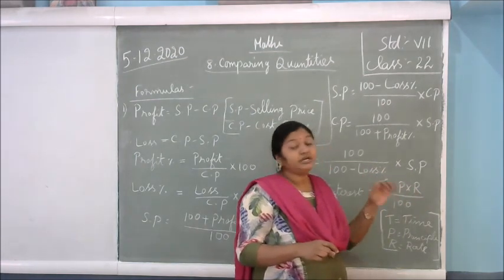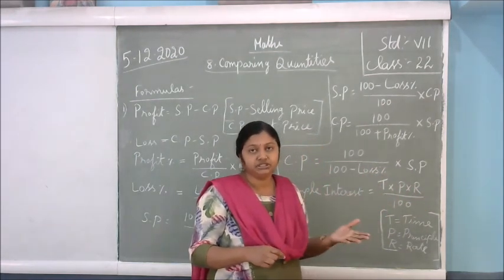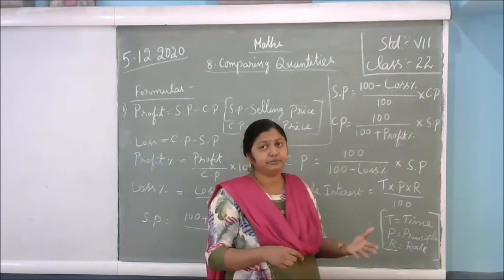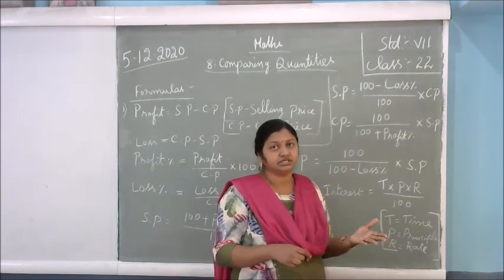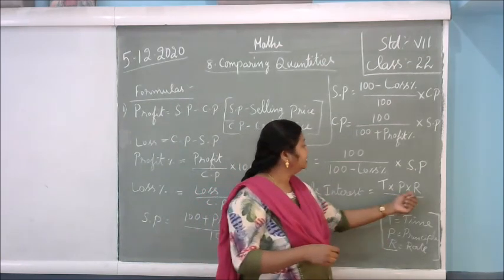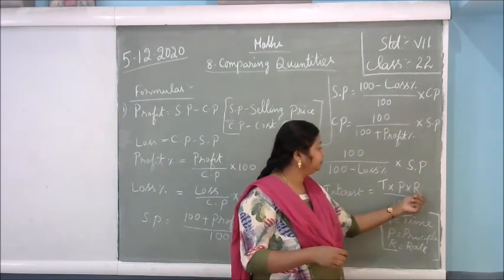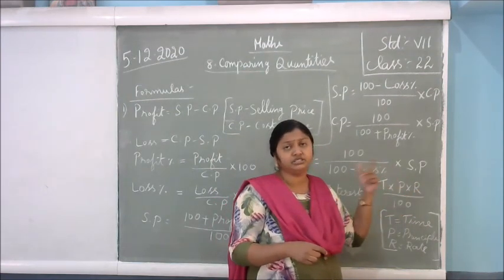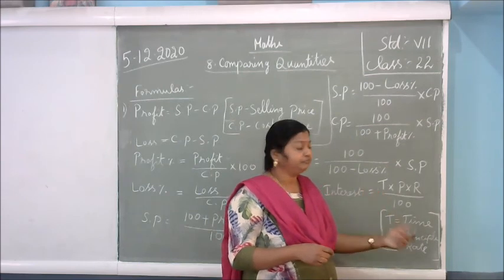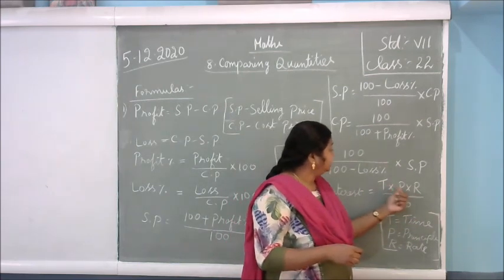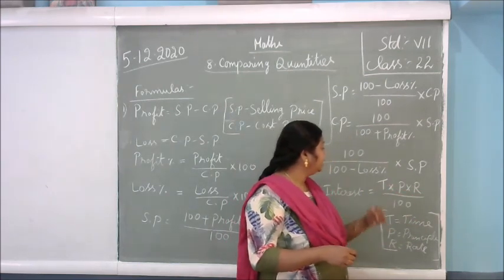Rate means how much interest. The interest they will put, 12% interest, 8% interest, 10% interest, like that. That interest is called a rate. The rate will always be in percentage. Okay. So the formula is T into P into R divided by 100.